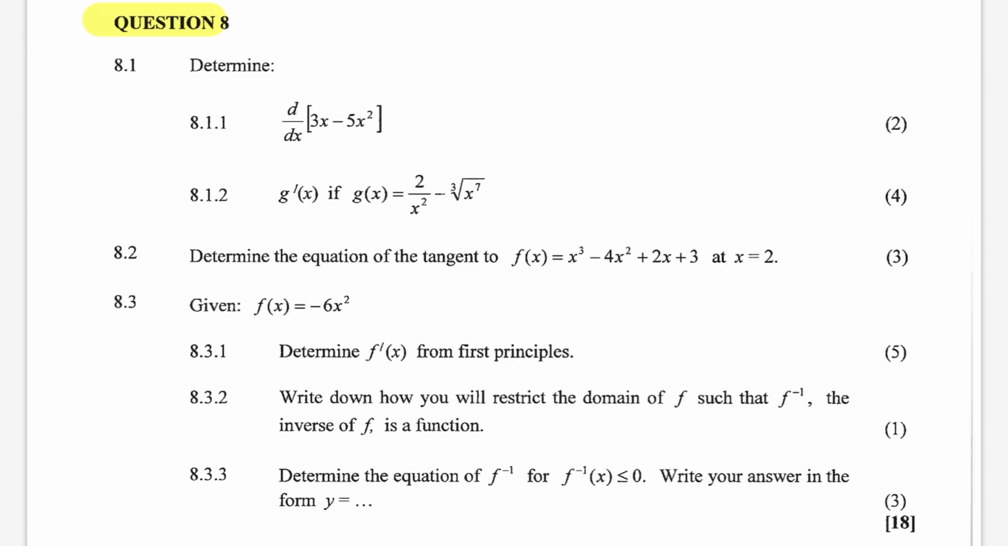If you have answers, just type the number 8.1.1 and tap the answer there, 8.1.2 and tap the answer, 8.2 tap your answers. For 8.3 as well, tap your answers.